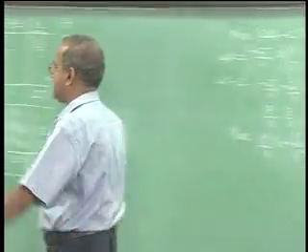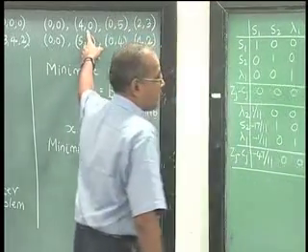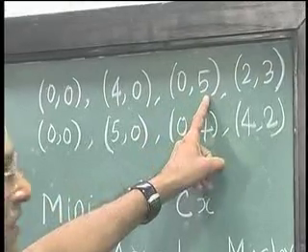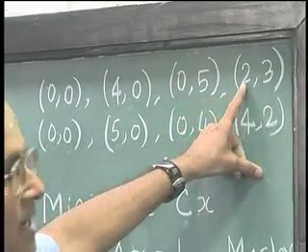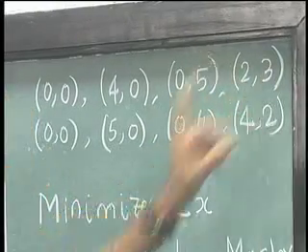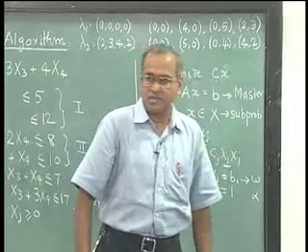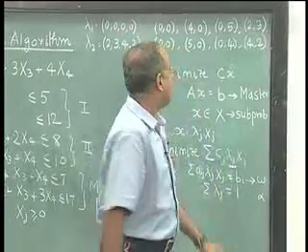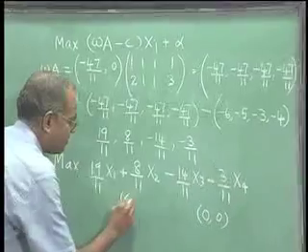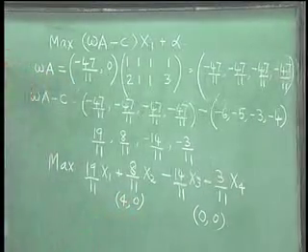So, this would give us 0. This is 19 4s are 76, this is 8 5s are 40, this is 19 2s are 38, 38 plus 24 is 62. So, the point 4 comma 0 is optimal here. So, 4 comma 0 is optimal here.